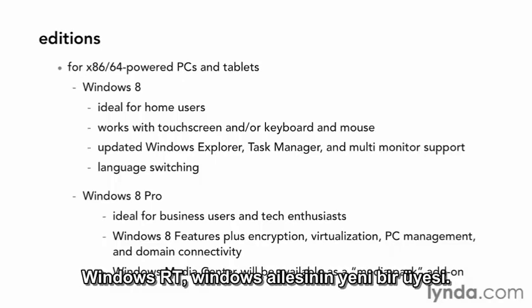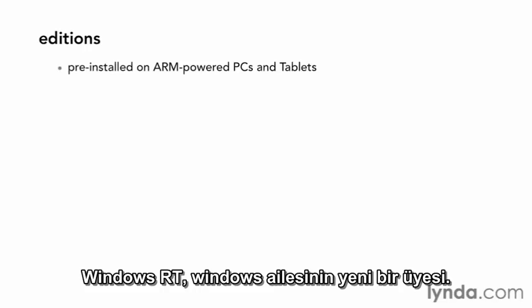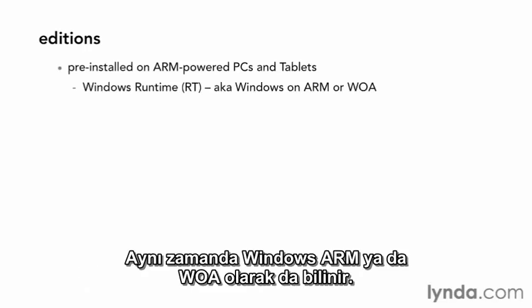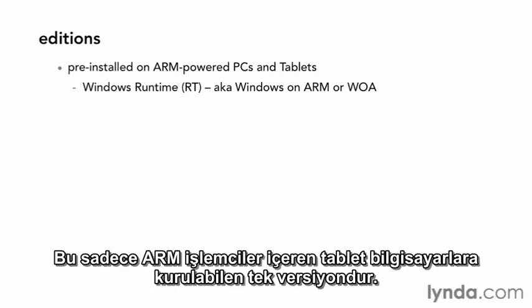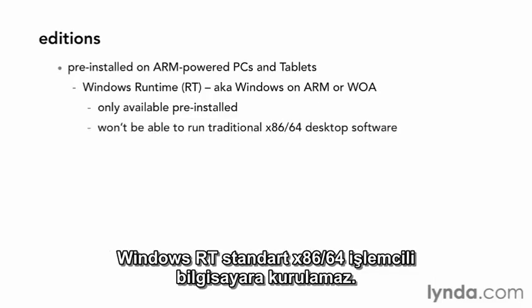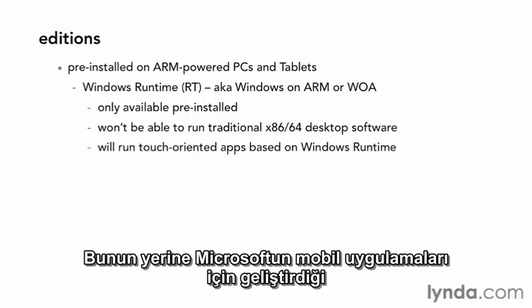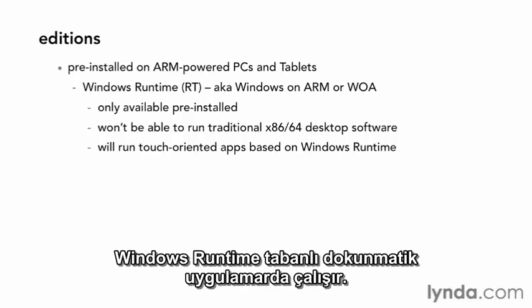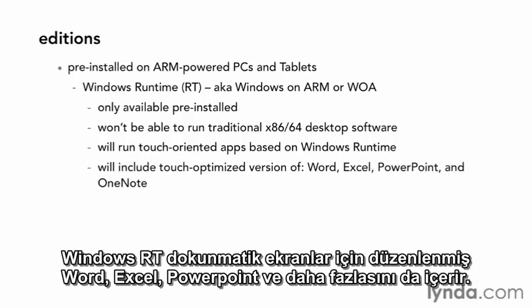Windows RT is the newest member of the Windows family, also known as Windows on ARM or WOA. This single edition is only available pre-installed on PCs and tablets powered by ARM processors. Windows RT won't run traditional x86 64 desktop software. Instead, it'll run touch-oriented apps based on Windows Runtime, Microsoft's programming model for mobile apps. Windows RT also includes touch-optimized desktop versions of the new Microsoft Word, Excel, PowerPoint, and OneNote programs.